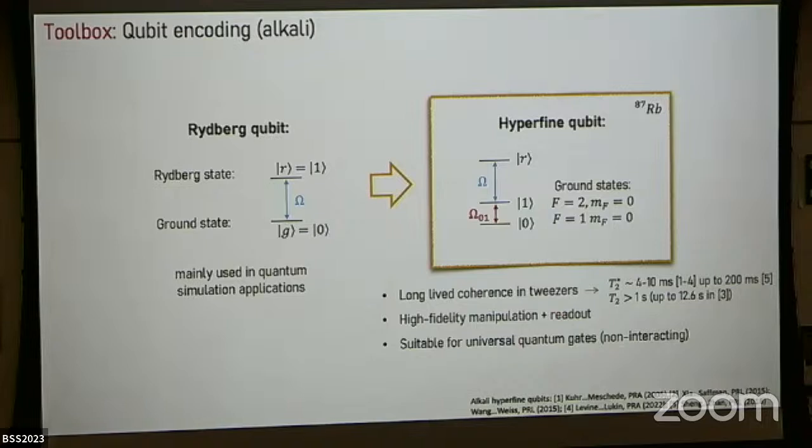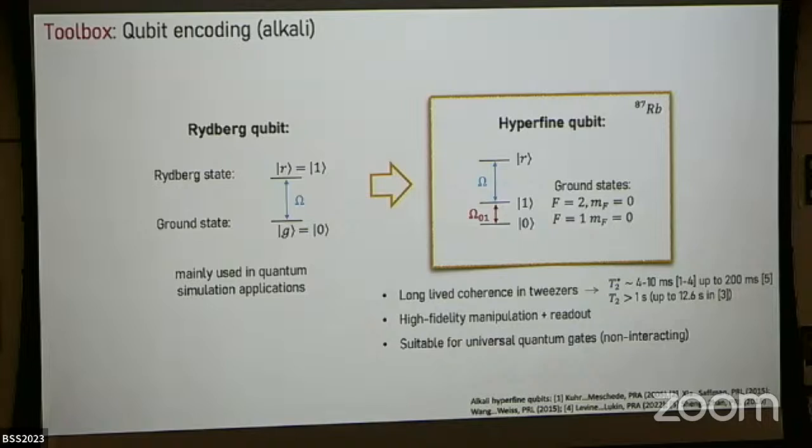Finally, since the atoms in these two states are non-interacting, they're more suitable for universal quantum gates. It's good to have interaction when you want it, but it's also very good to not have it when you want it to be off. So we can play this trick: use this qubit and only excite to the Rydberg state when you want interactions to occur.